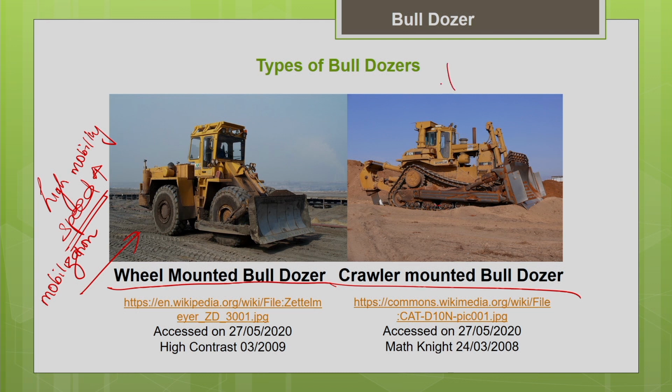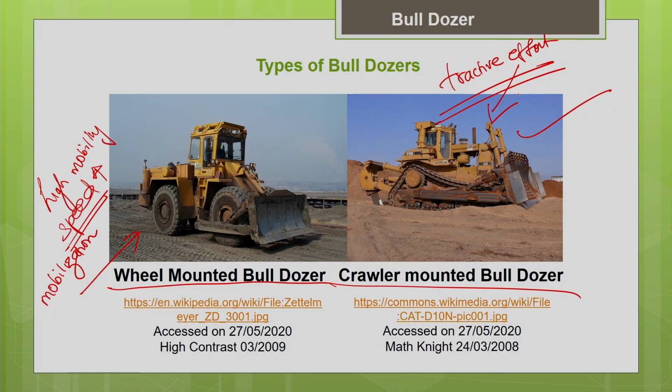But when you look into the tractive effort, which one will deliver more power? You know that obviously the crawler mounted will deliver more power because this track mounted has broader contact area, so the traction developed is more. So this develops more tractive effort.